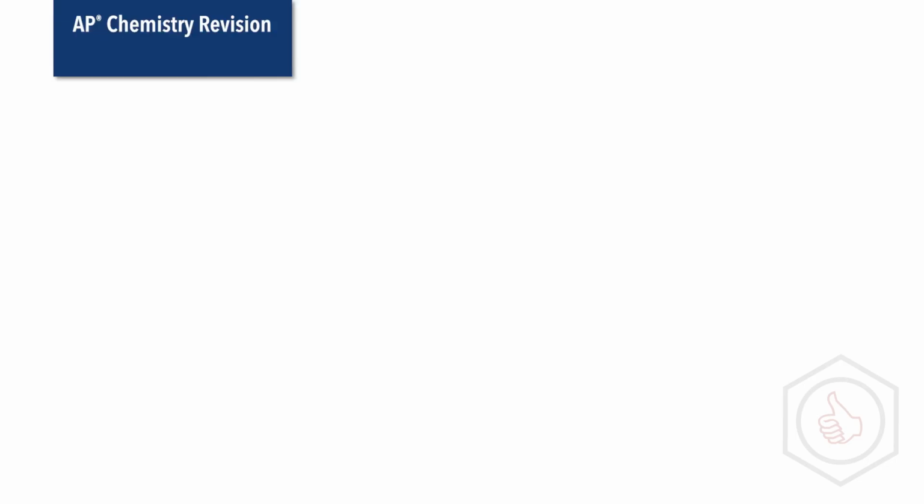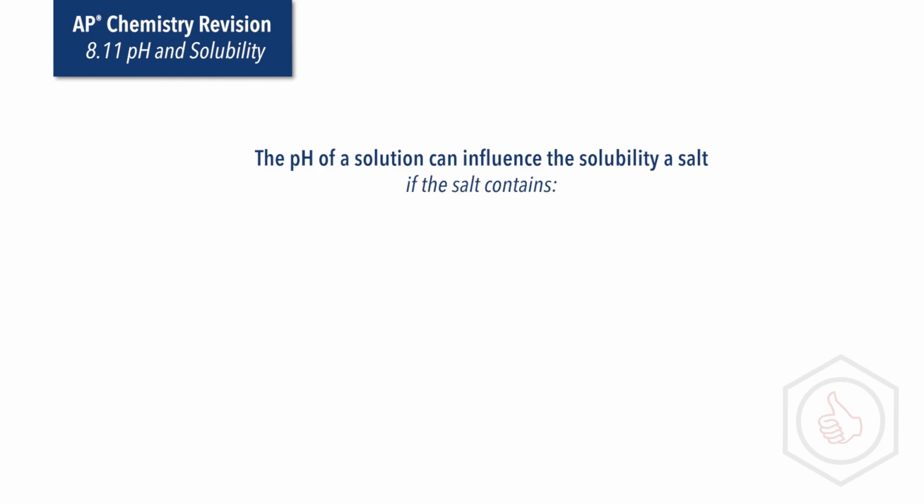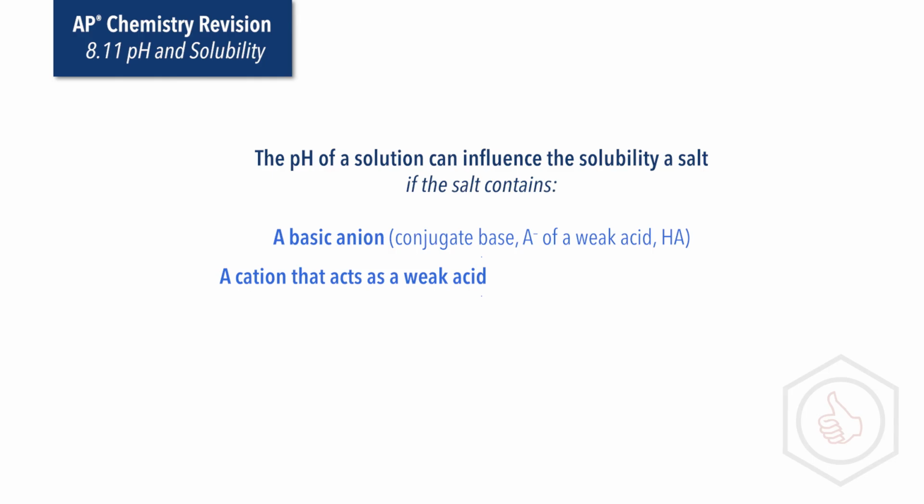Hello, so this is a revision video for AP Chemistry 8.11, pH and solubility. The pH of a solution can influence the solubility of a salt if the salt contains a basic anion, so a conjugate base of a weak acid, a cation that acts as a weak acid, for example an ammonium ion, or it contains hydroxide ions.